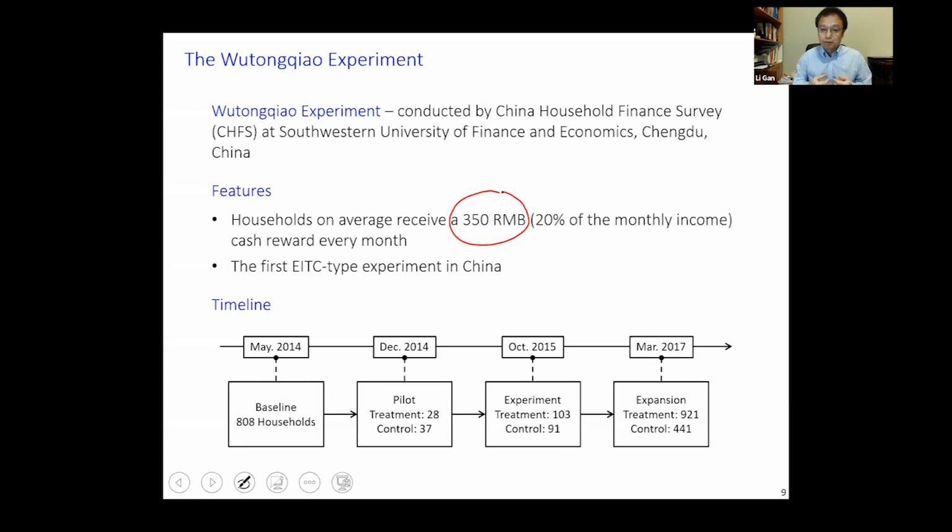The timeline was May 2014, about 6 to 7 years ago. We conducted a baseline survey of about 800 households. Among the 800 households, we picked those households where people are earning and have the ability to work.